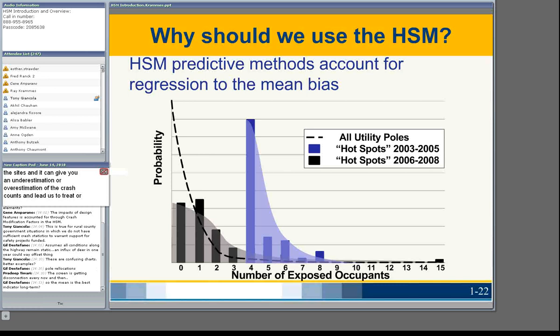If your CMF is less than 1, then we would expect that the treatment would reduce the crash frequency, and if the CMF is greater than 1, then we would expect that the treatment would have an increase in expected crash frequency.